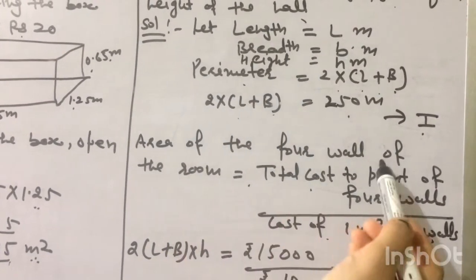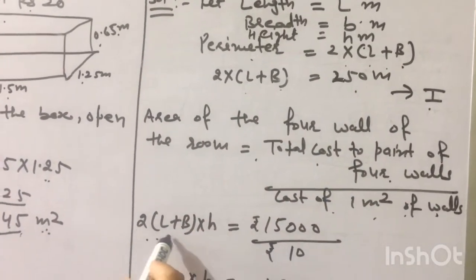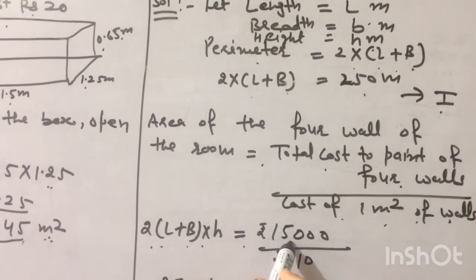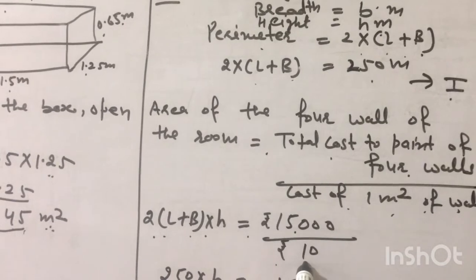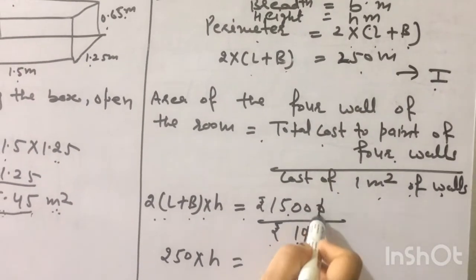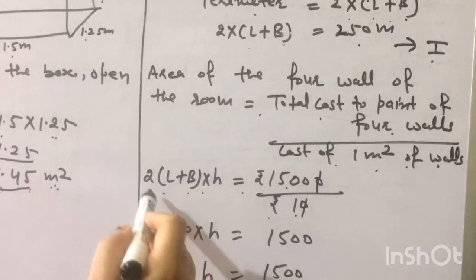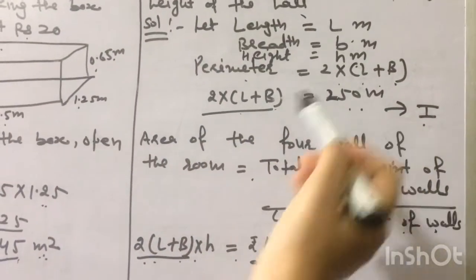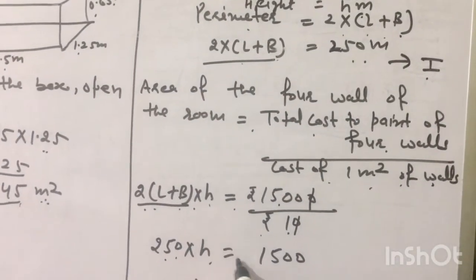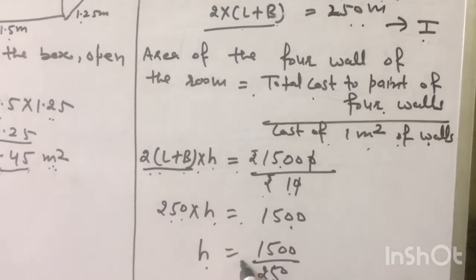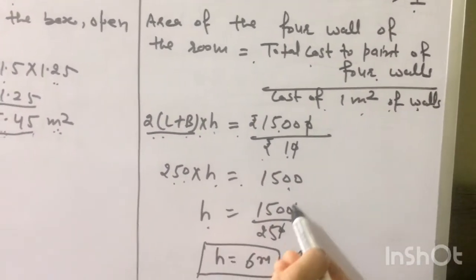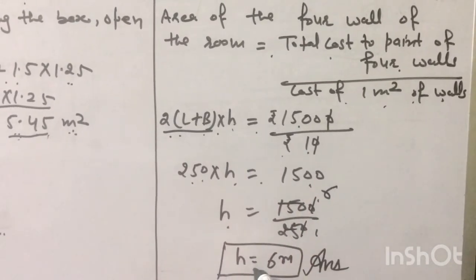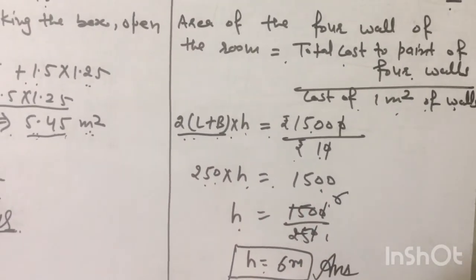Now area of the 4 walls of the room formula is 2 into (L plus B) into height, equal to total cost, given rupees 15,000, upon cost of 1 meter square, rupees 10. 0 cancel. 250. 2 into (L plus B) value is 250. Put the value: 250 into H equal to 1500. H equal to 1500 by 250. 0 cancel. When we cancel it, we get 6. So height of the hall is 6 meter.